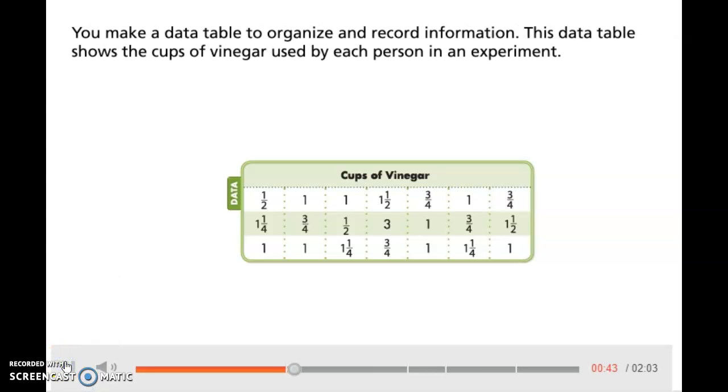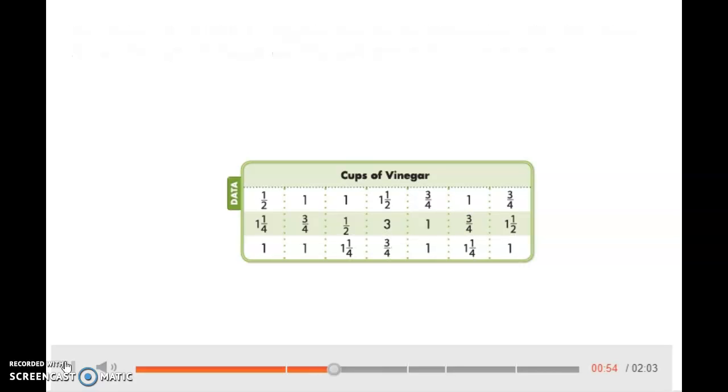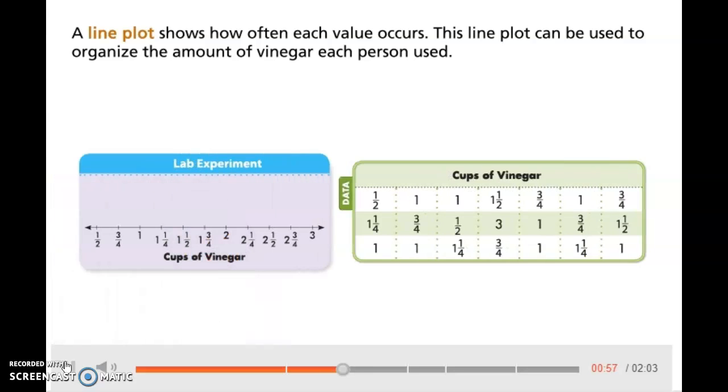You make a data table to organize and record information. This data table shows the cups of vinegar used by each person in an experiment. A line plot shows how often each value occurs. This line plot can be used to organize the amount of vinegar each person used.